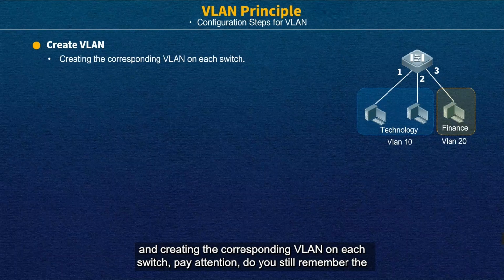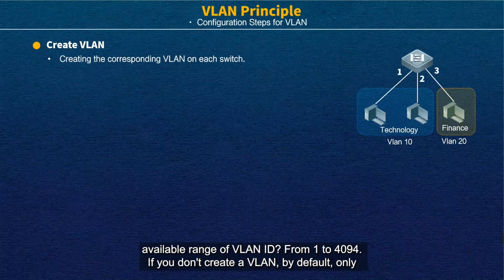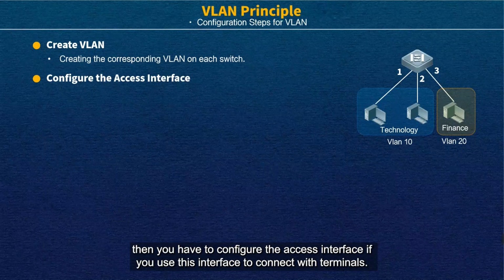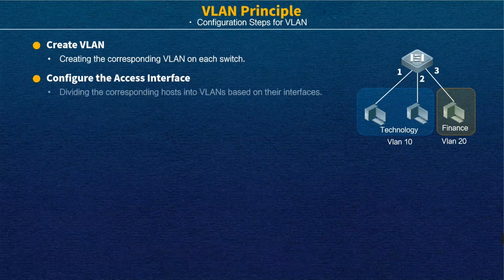Pay attention, do you still remember the available range of the VLAN ID? From 1 to 4094. If you don't create the VLAN, by default only VLAN 1 exists. If you want to use VLAN 10 and VLAN 20, you have to create them. After you create them, you have to configure the access interface if you use this interface to connect with terminals.